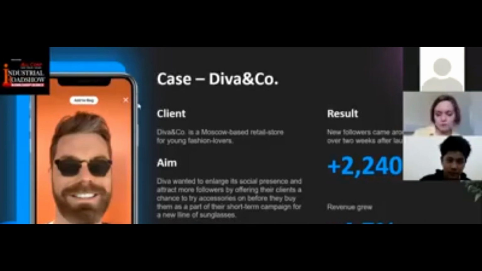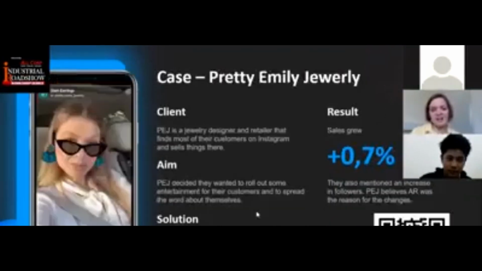Oh, it wouldn't switch. There you go. Okay. One more case here is for Pretty Emily Jewelry. The client was a jewelry designer and retailer, and she wanted to advertise her new earrings. So she turned to us and we developed a mask for her that allowed people to see what the earrings were like. So earrings would be on people's ears.